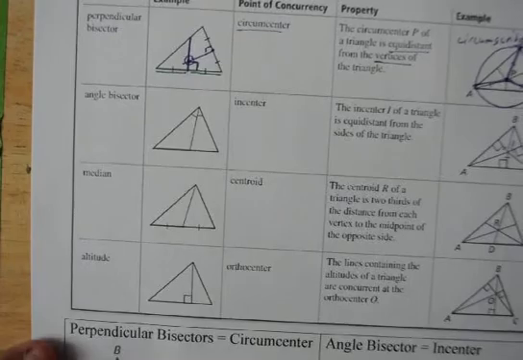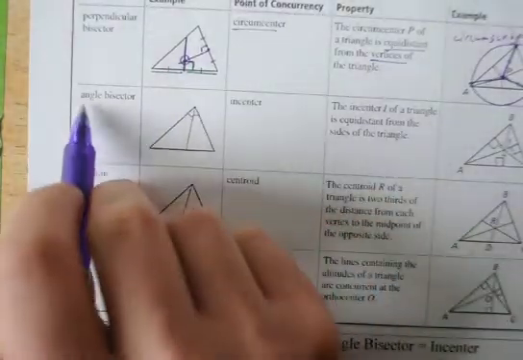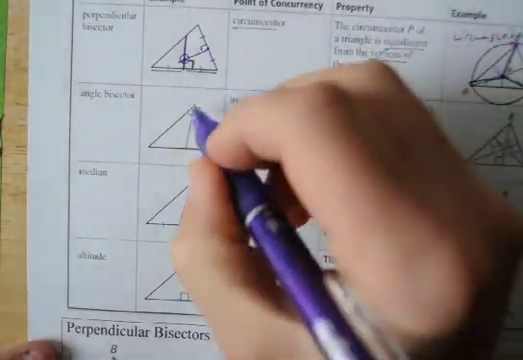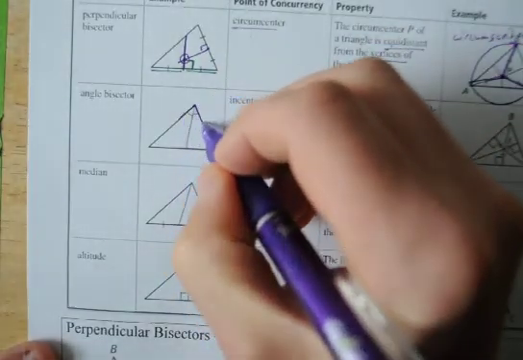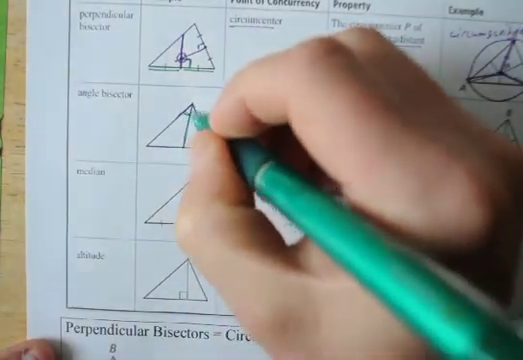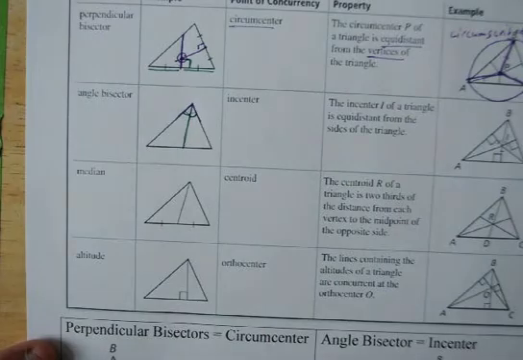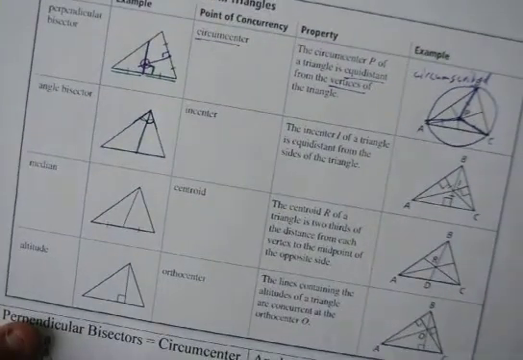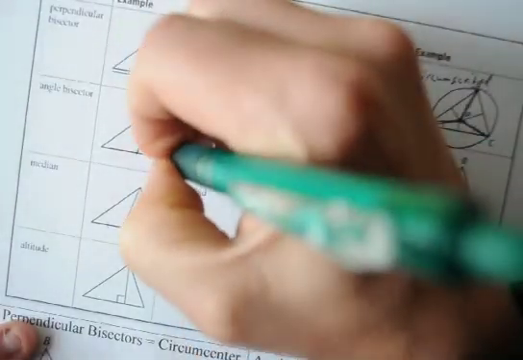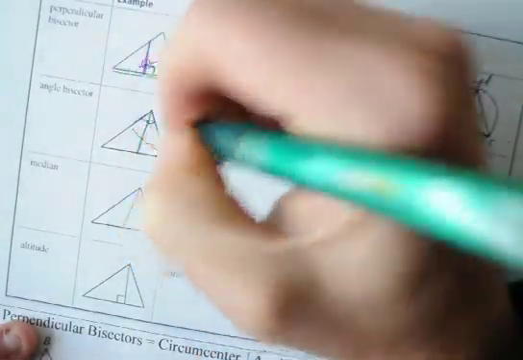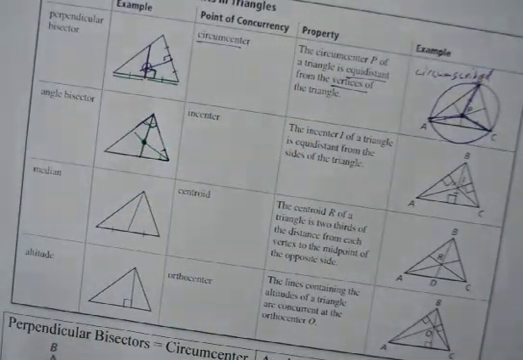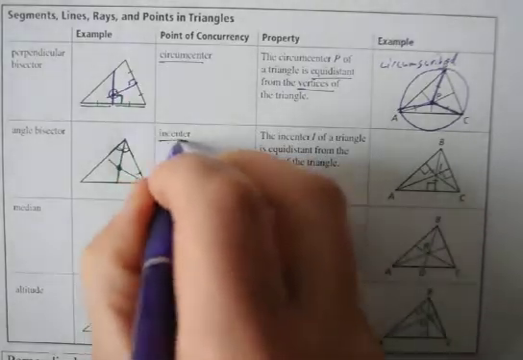The incenter, angle bisector. Let's go to the angle bisector. Pretty obvious here. If you take an angle of a triangle and you cut it in half so that this side is the same as that side, that's called an angle bisector. If you do it again, if you take this angle and you bisect it, they meet at a special point. That special point is called the incenter.